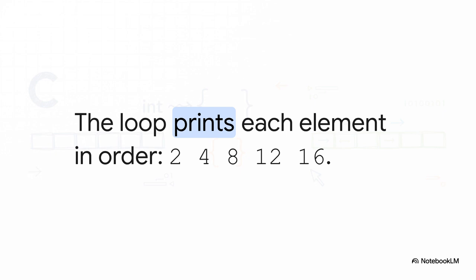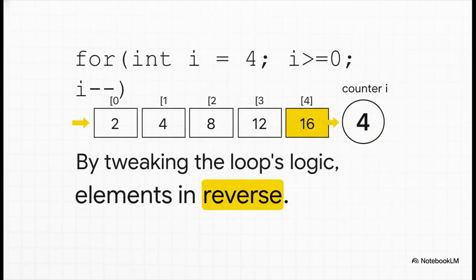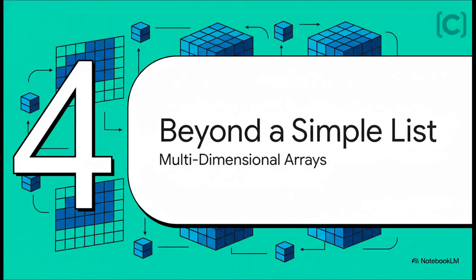And the result? Well, it's exactly what you'd hope for. The loop runs through each index, 0, 1, 2, 3, 4, printing the value at each stop, giving us a perfect list of everything inside our array. Oh, and you're not just stuck going forward either. With a tiny little tweak to the loop's logic, we just start at the end and count backward. We can traverse the array in reverse. It's just that flexible.